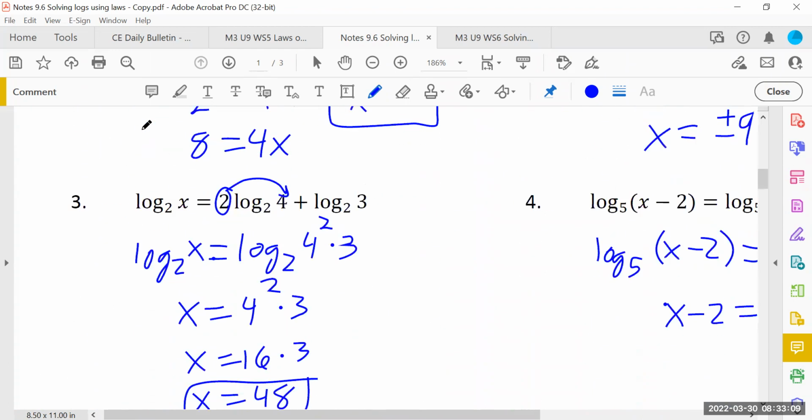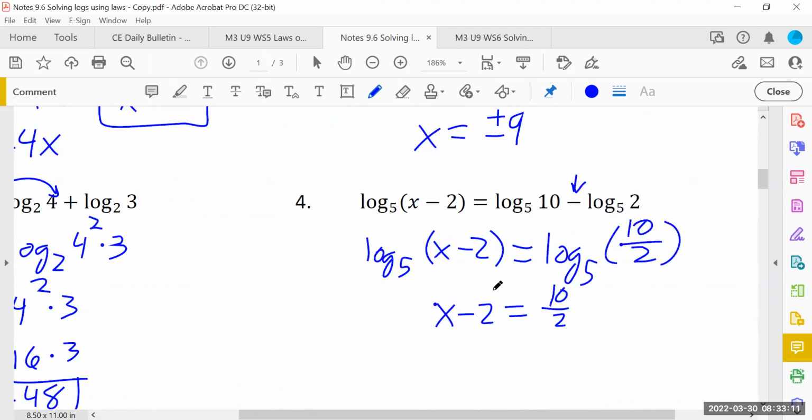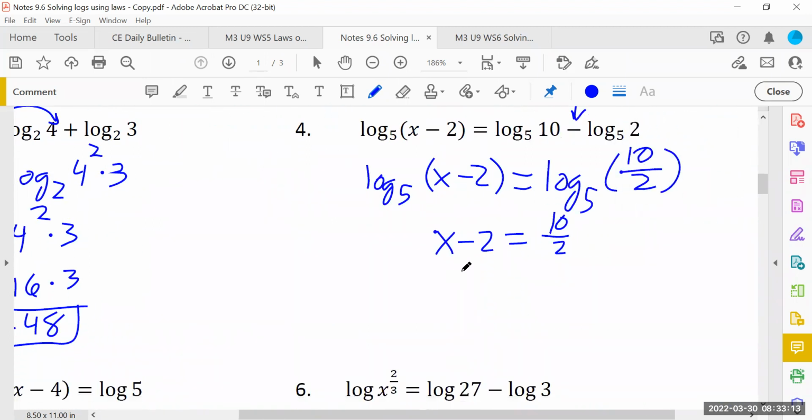So let's finish this one. This would become 5. Let me go ahead and simplify that right now, right? 10 over 2 would be 5. I can just add 2 to both sides. Log base 5. Oops, sorry, no logs. We got rid of those. X is equal to 7.